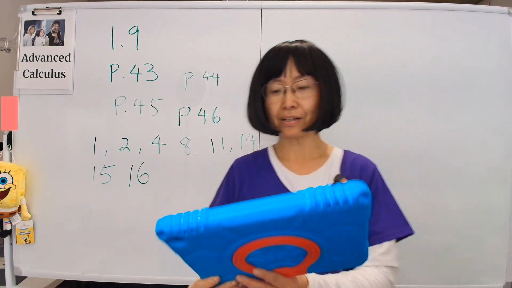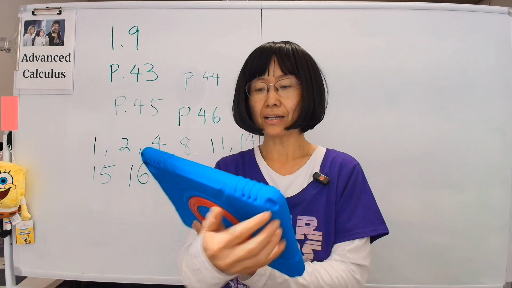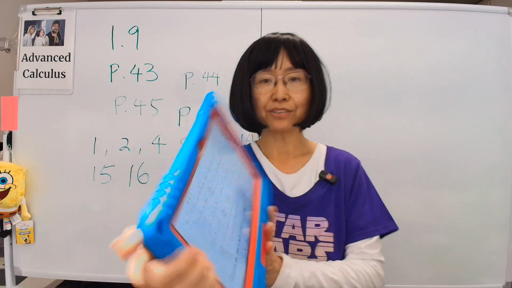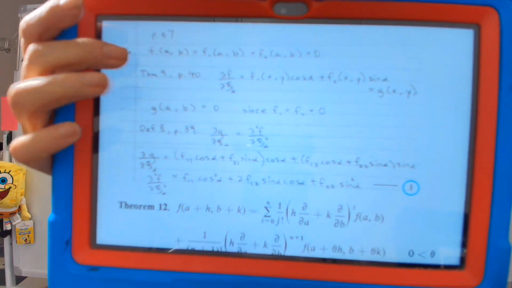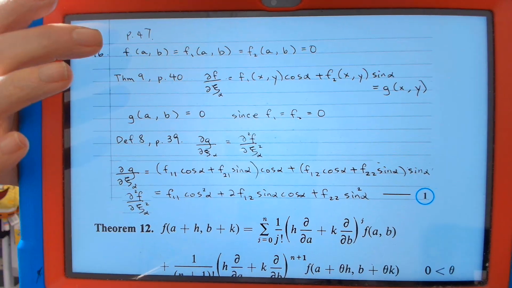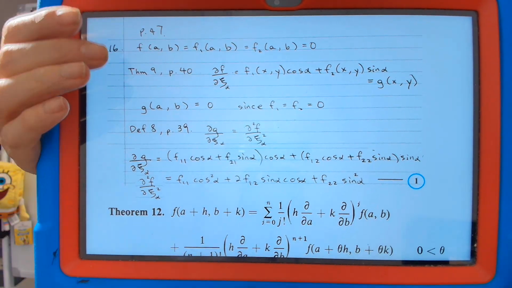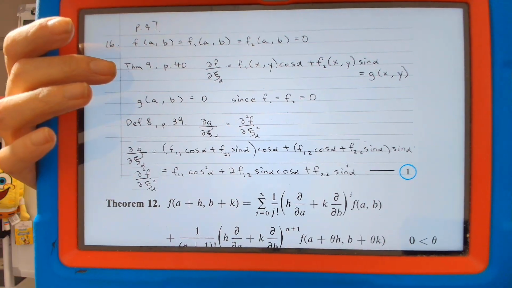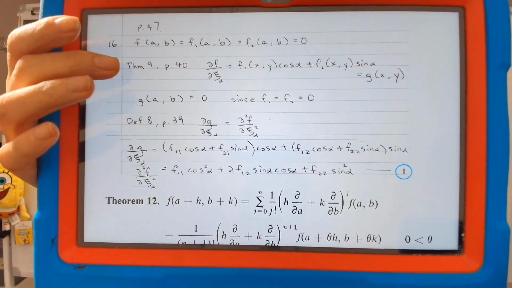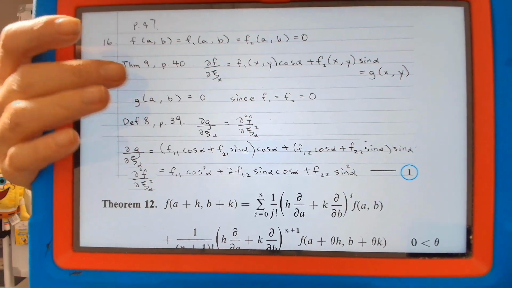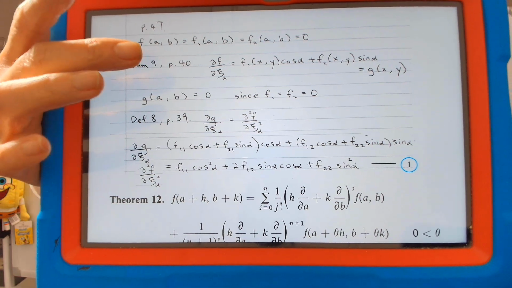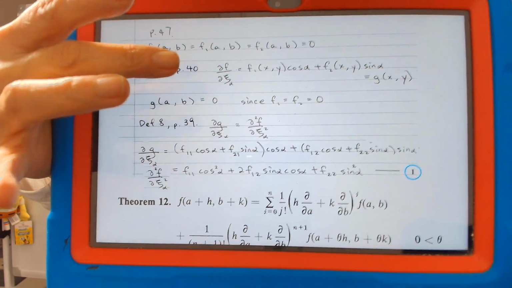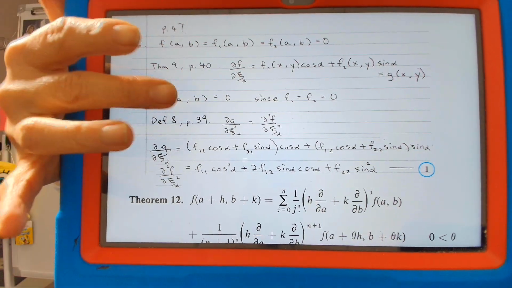First, we are going to use Theorem 9 on page 40. Here are the conditions: f1 and f2 are both 0, so that's good. Theorem 9 on page 40 gives the definition of how to calculate partial f partial psi alpha, which is that thing right there. And to make things clearer, I'm going to call that g of x y.